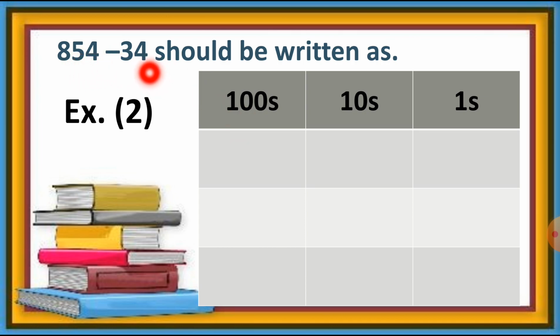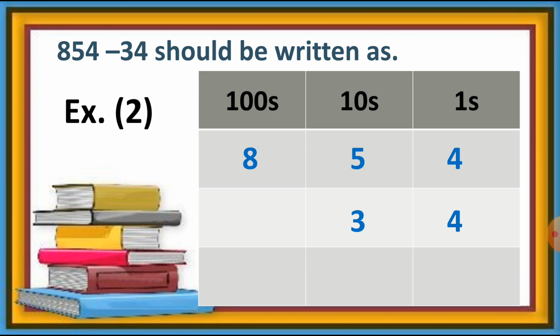So let's start arranging the numbers. We take 854 first. Number 4 is at the ones place, so we put it at the ones column. Then number 5, which is at the tens place, we put at the tens column. And number 8, at the hundreds place, we put at the hundreds column. So here we have arranged 854. Now let's take 34. Here we put number 4 at the ones column and number 3 at the tens column. This way we arrange.